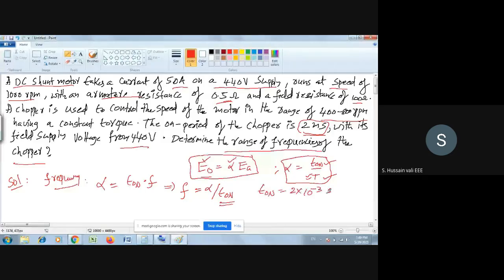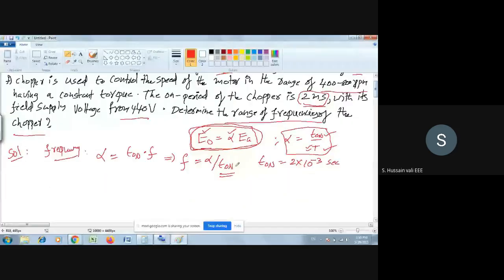Now alpha you don't know. So how do you find out alpha? Where can you find out alpha? Yes, there is an equation here: E naught is equal to alpha EA. From this, what is alpha? Alpha is equal to E naught by EA. So to find out alpha, I will have to use E naught by EA.